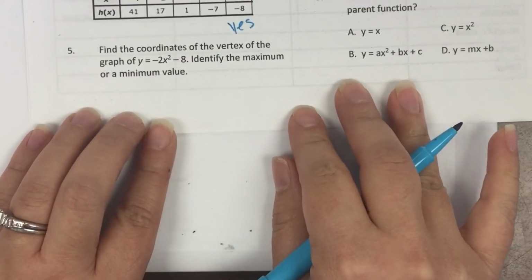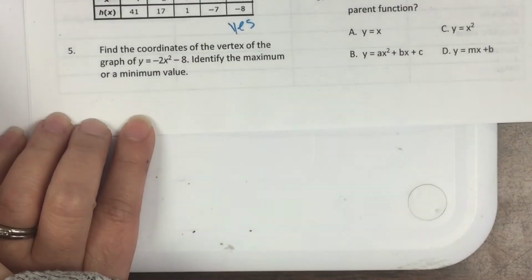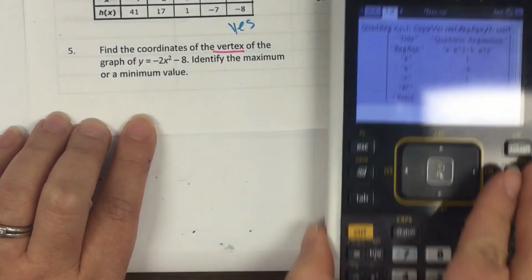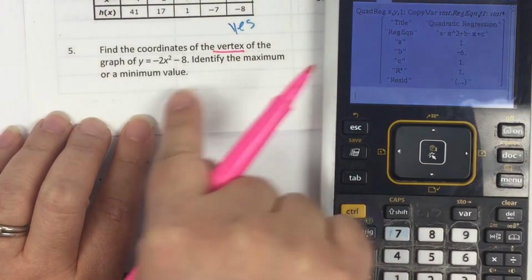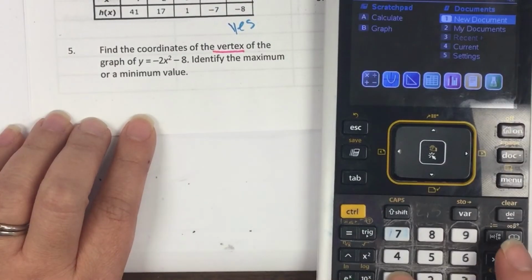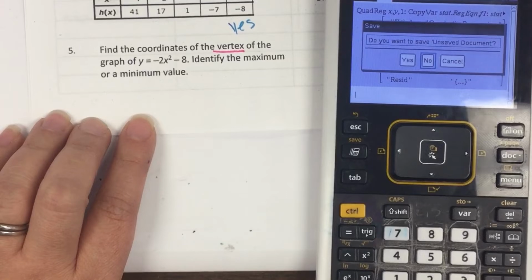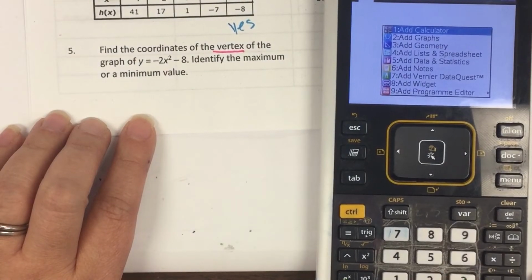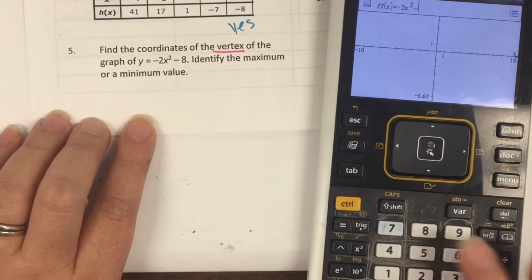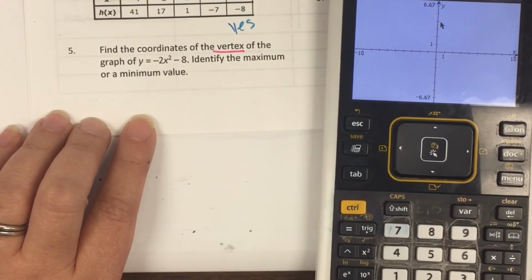Number 5, here's another one. We're being asked to identify the vertex. Our vertex, that turning point, is either the maximum or the minimum, which we're also going to identify. So here, I'm going to go ahead and choose to graph this so I can quickly see my parabola and identify its vertex. So here's the graph.